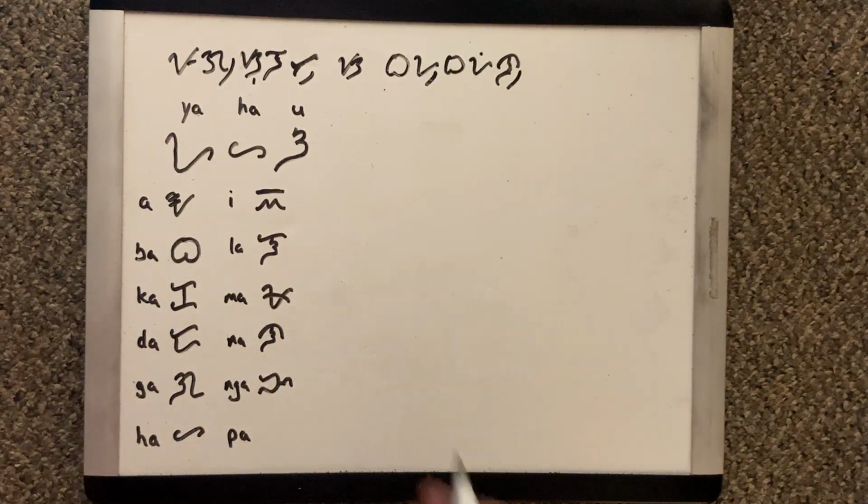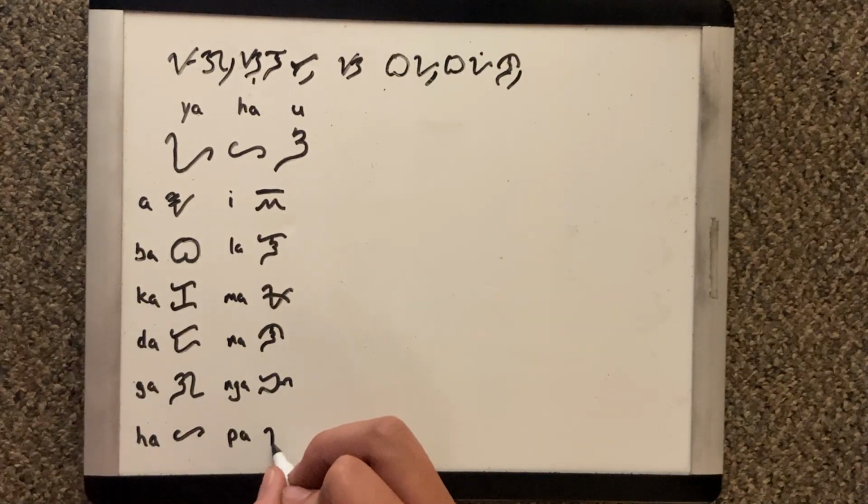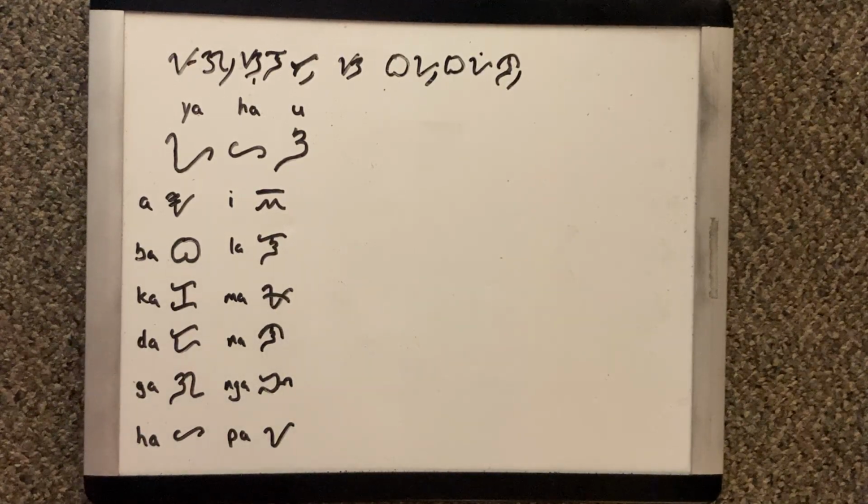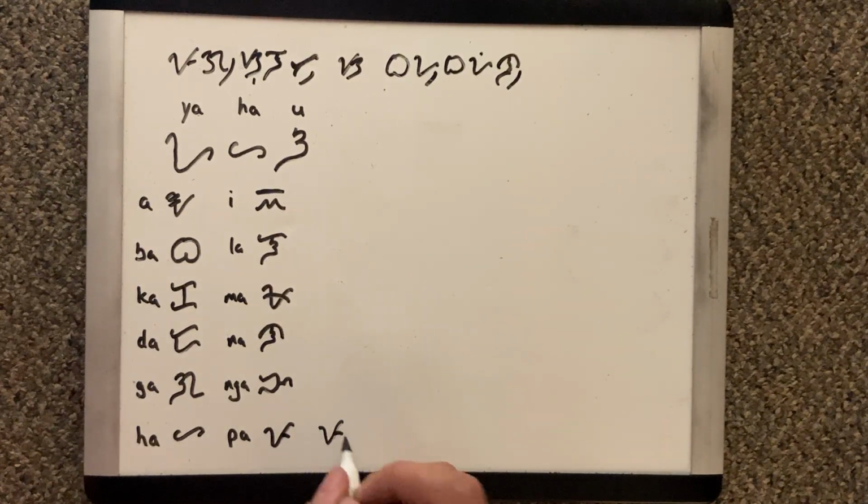For the pa, you'll take the ya character, stretch the right side up a bit to make space for a dash coming out the right. Like that. It's almost the reverse image of the a character, especially in different styles.